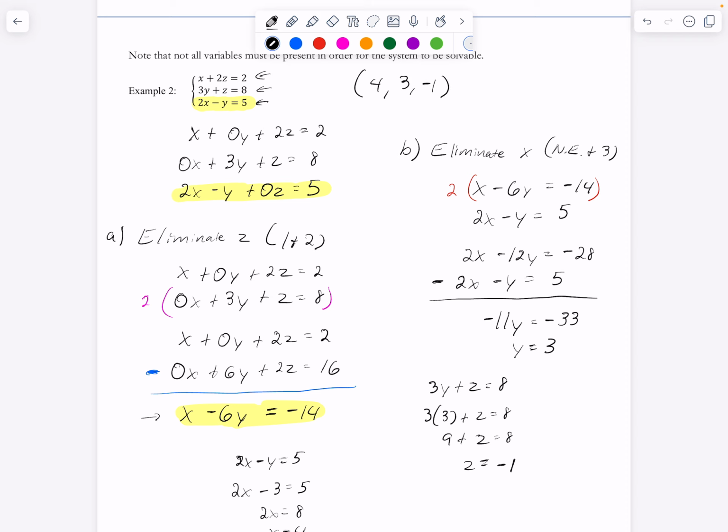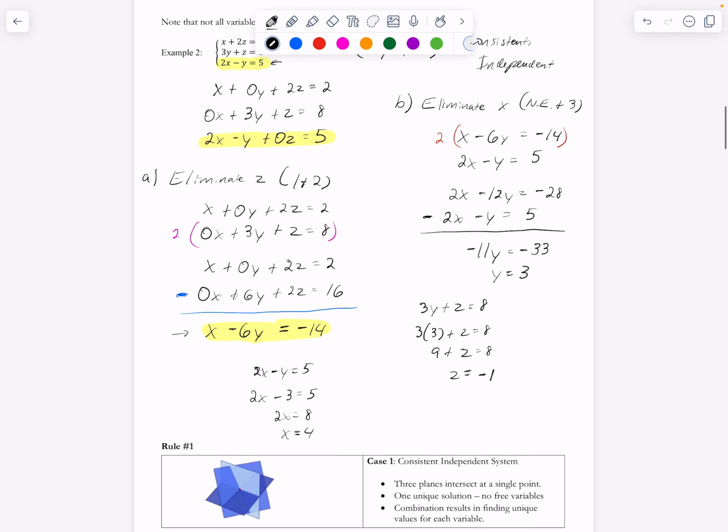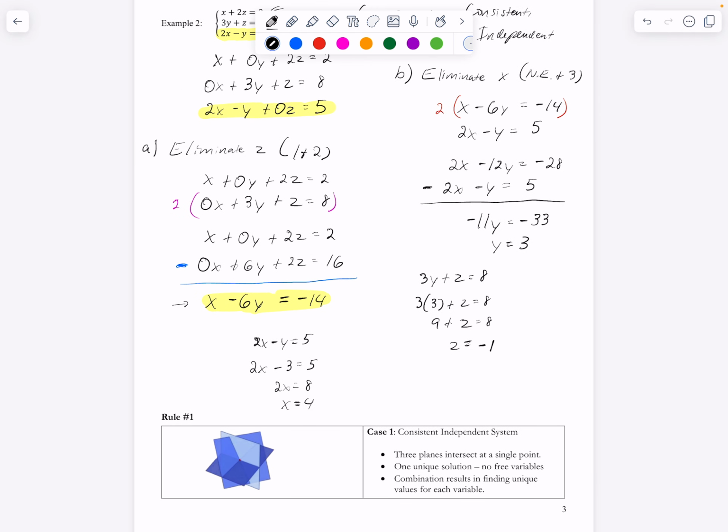So just like that first example, we have an x, a y, and a z. These planes are all intersecting at one point, so this is that consistent, independent solution. All right, so hopefully starting to see kind of how this works. So again, right there, no free variables, one unique solution. The planes intersect at a single point, okay?